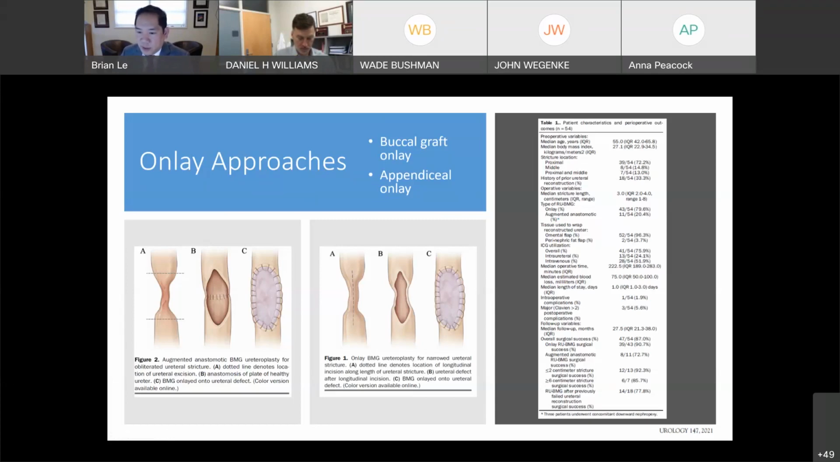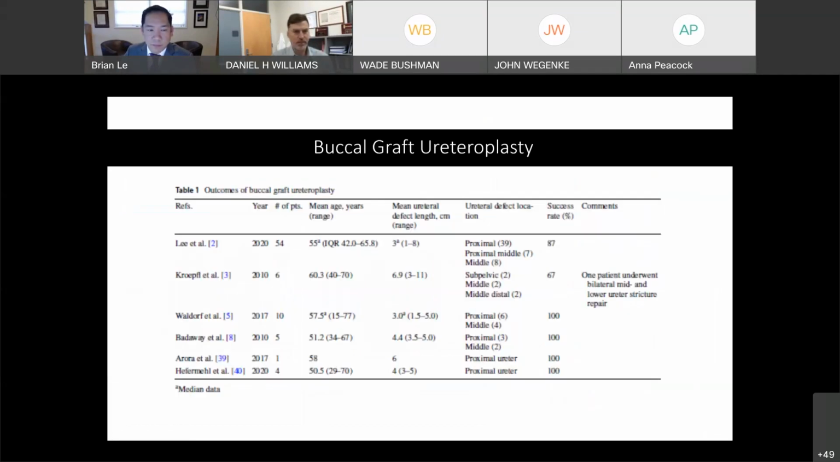Overall numbers tend to look pretty nice, 87% success rate with the onlay technique, the augmented technique slightly lower. For strictures greater than 6 centimeters, which is quite long, they're quoting an 85.7% success rate in 54 patients. So buccal graft, you know how it's used, where it's used, number of patients. Look at the studies here. Not a lot out there.